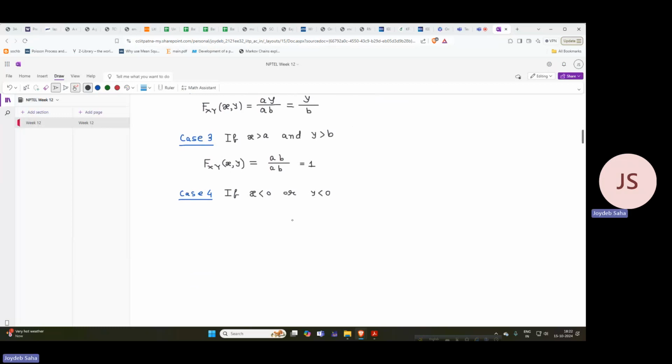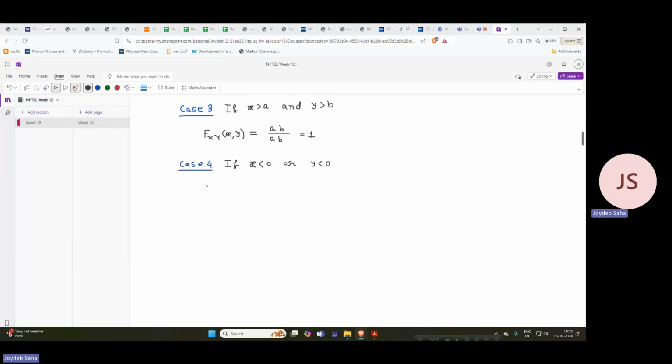Okay. If any value of x or y is less than 0, because the limit is starting from 0, right? Then capital F of xy will be zero if x is less than 0. Then in place of x, we will put simply 0, cos y upon AB, which is equal to 0, right? For x less than 0.